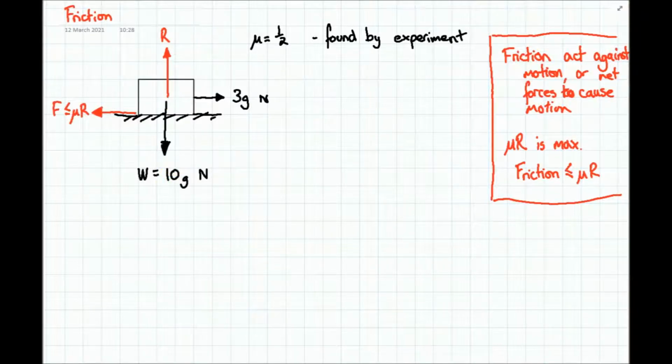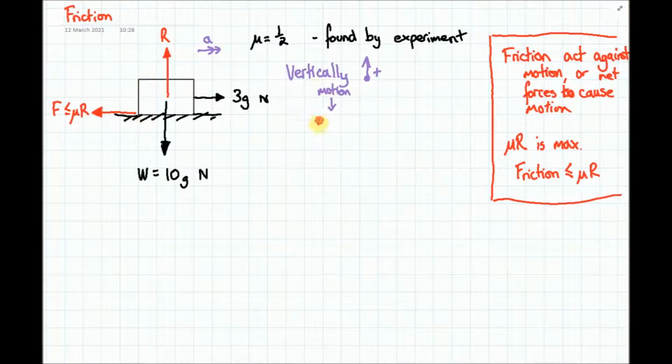So let's do some calculations. To be able to work out what's going on, we need to find out what R is, we need to find out then what friction is, and then we can work out if there's a net acceleration. So we start off by looking in the vertical direction. And I'm going to say vertically positive is up. We're going to try and work out the motion. Well, we don't think there is going to be any motion. There's no net force acting.